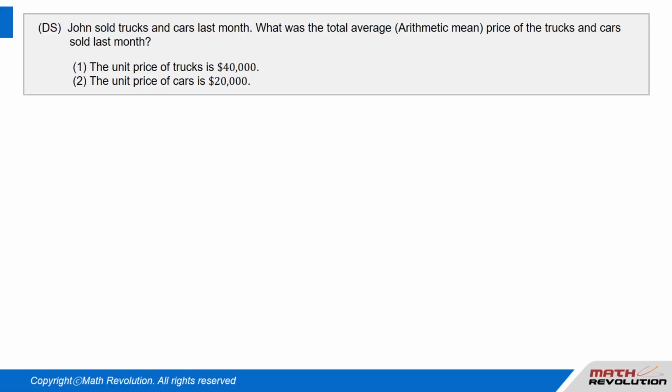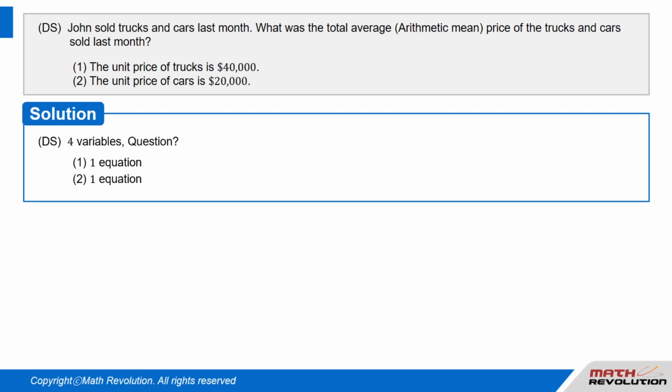Question. DS. John sold trucks and cars last month. What was the total average, arithmetic mean, price of the trucks and cars sold last month? Condition 1. The unit price of trucks is $40,000. Condition 2. The unit price of cars is $20,000.